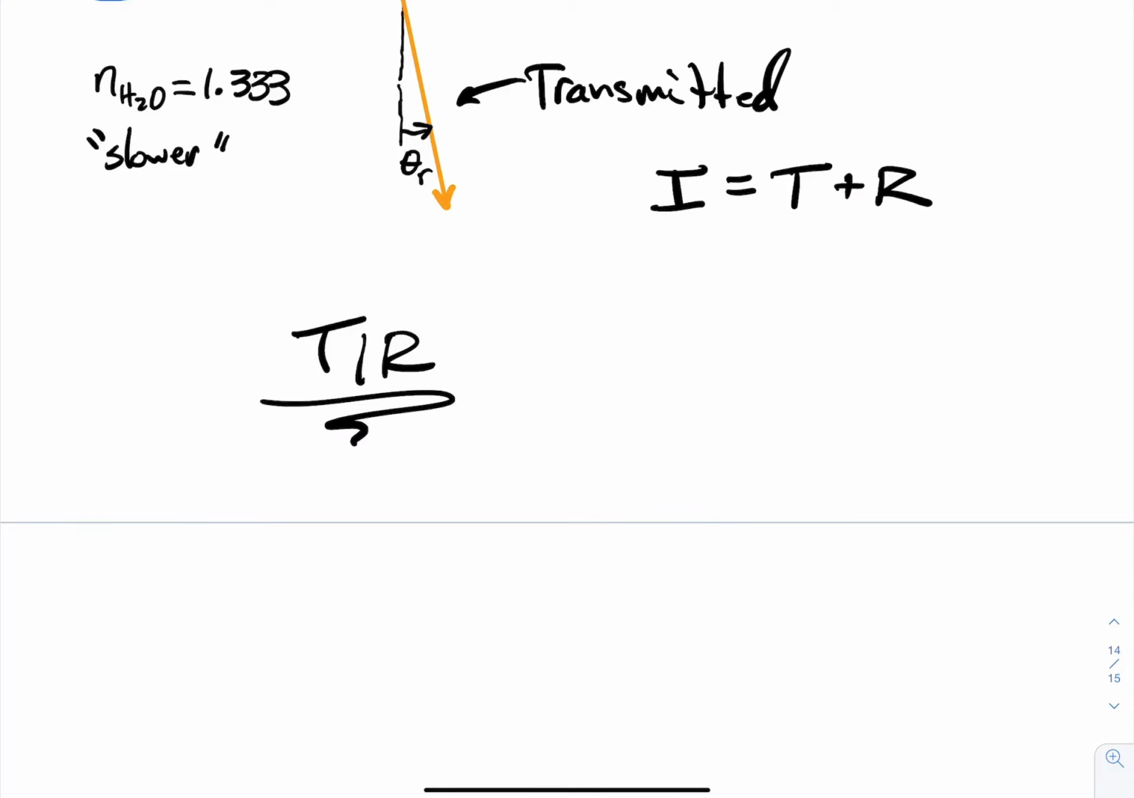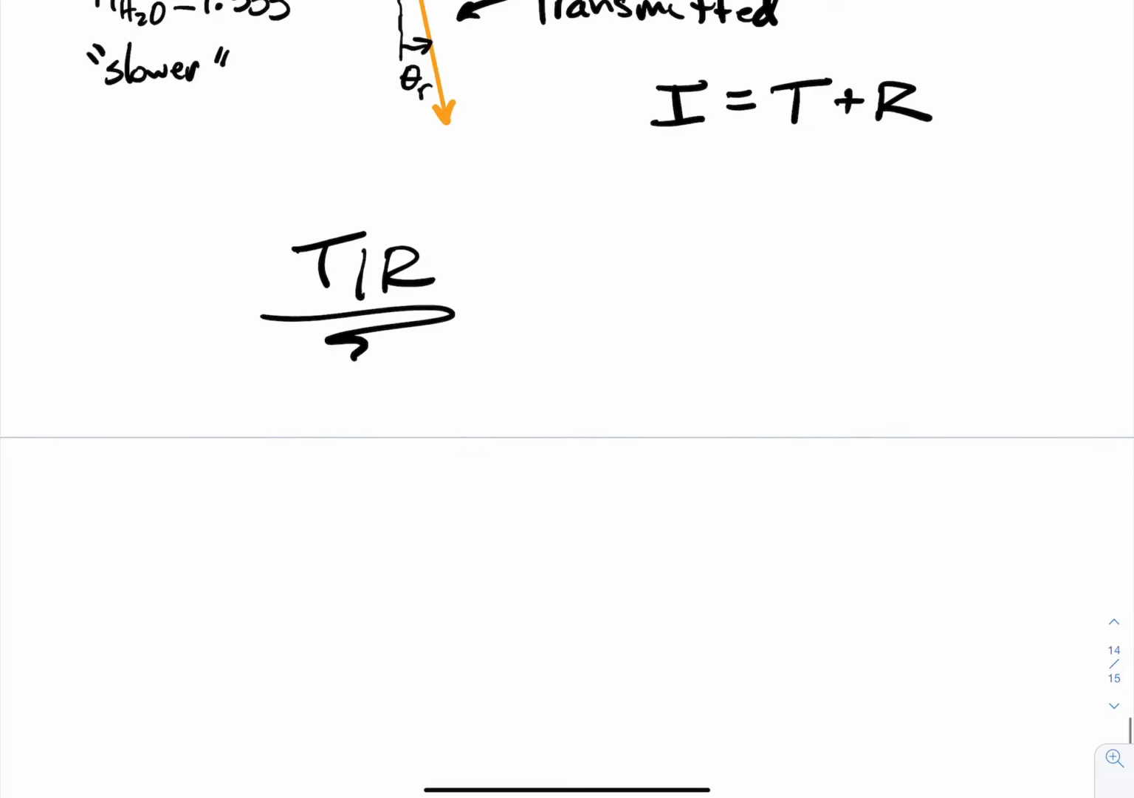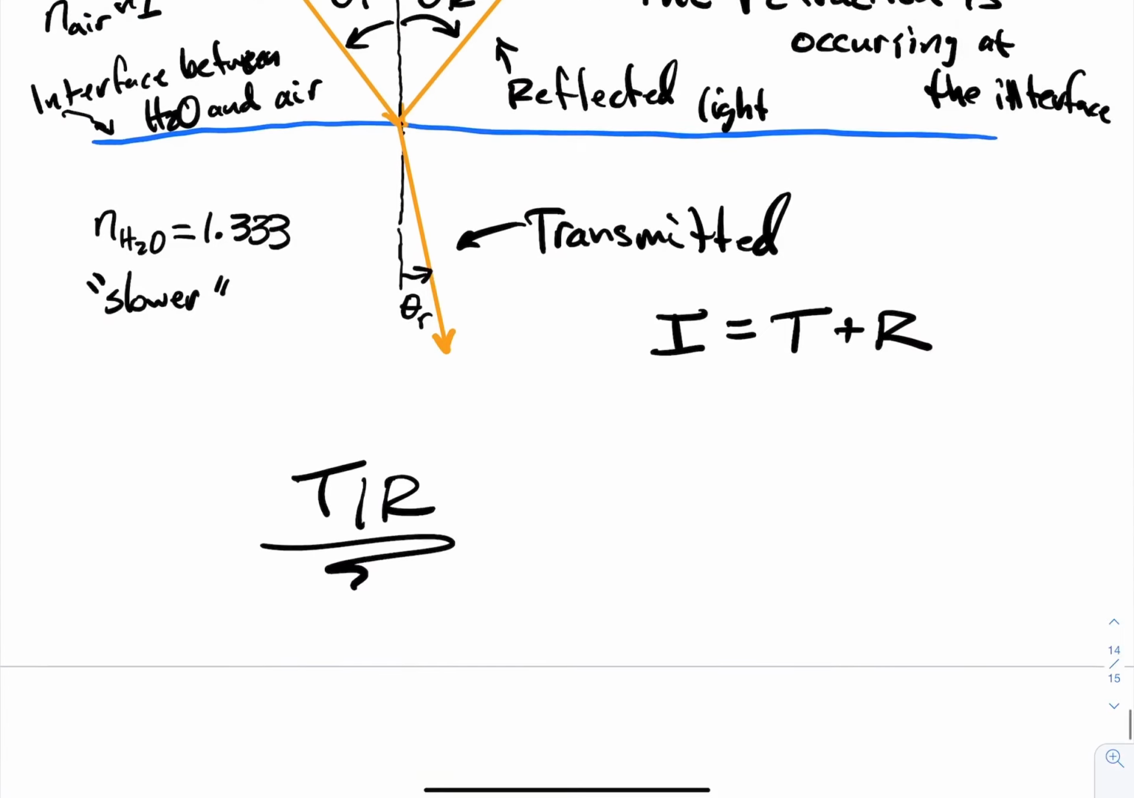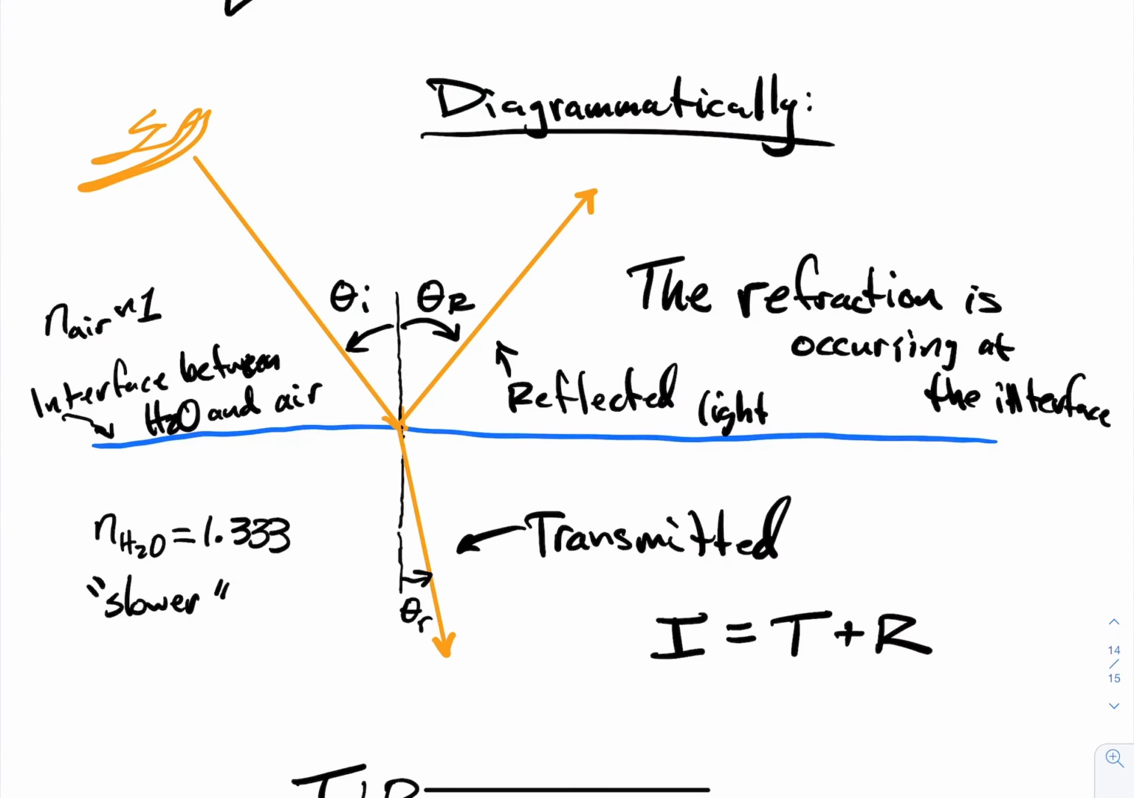So total internal reflection, we'll just define it. When light passes from a dense medium to a less dense medium, like I said, it wouldn't really quite work here. But if we move the sun underwater, then we could have total internal reflection.